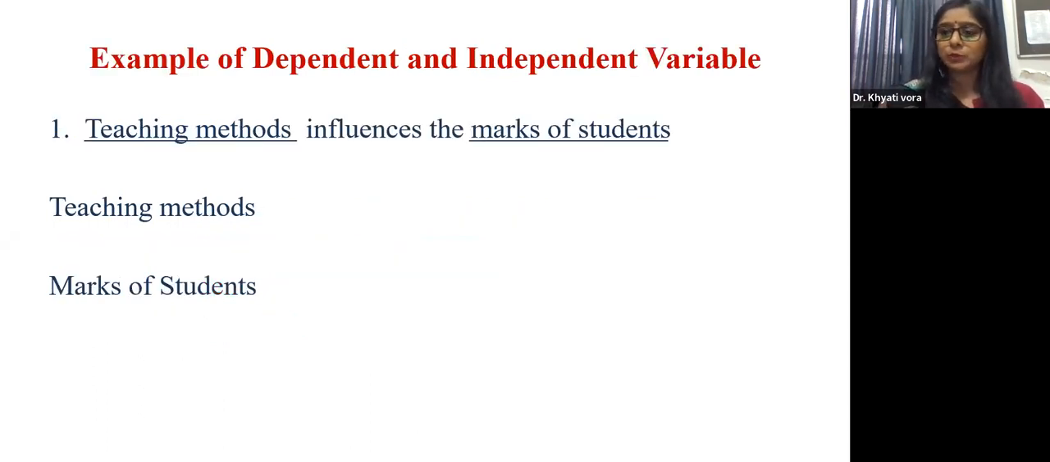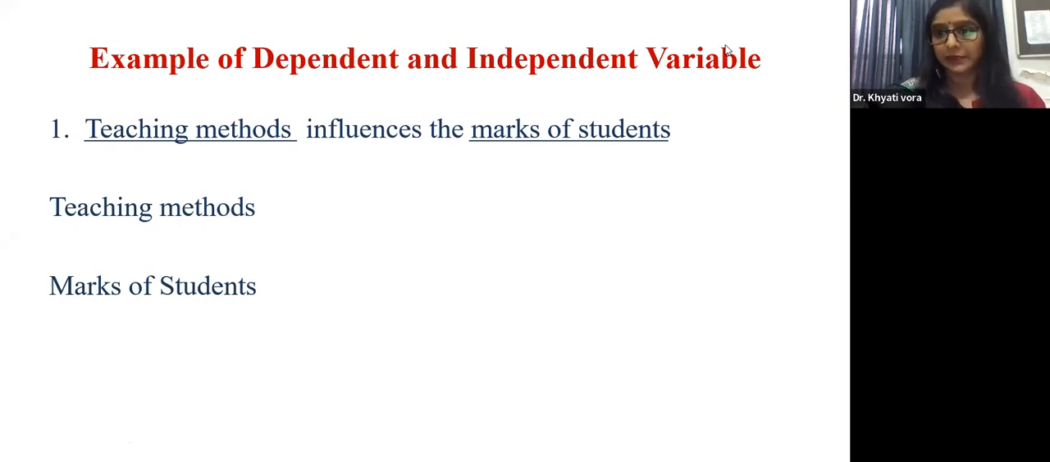So I want you all to be very participative and quick. The faster you answer, the more things we can cover in this entire session. Teaching method influences marks of students. Can you all tell me which are dependent and which are independent? I will pick up five to six answers, we'll see, and then I'll go ahead. So teaching method is what, and student marks is what? Teaching method is independent variable.